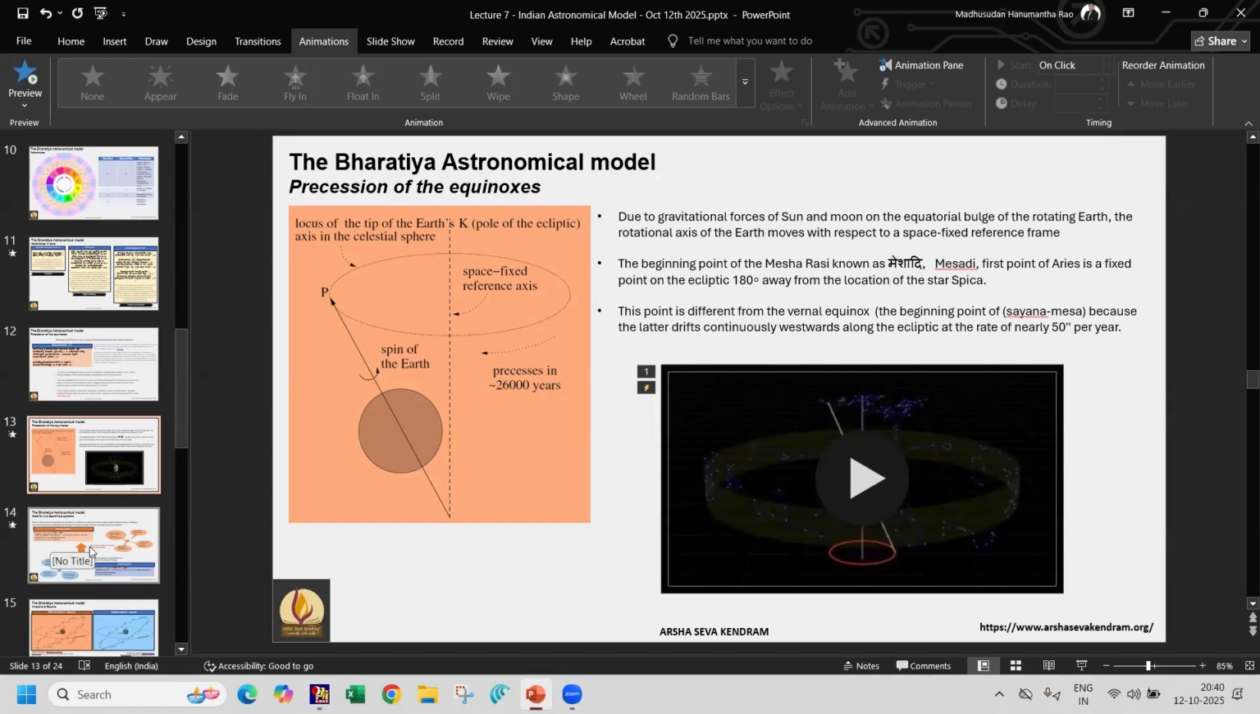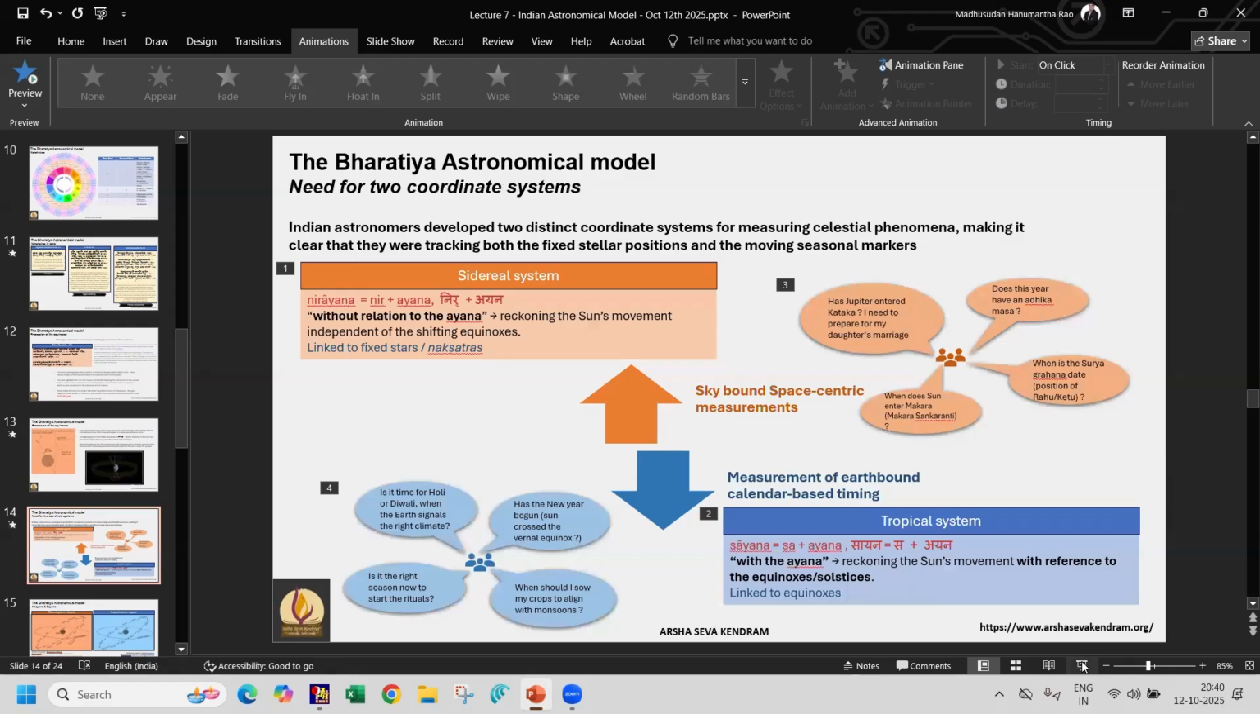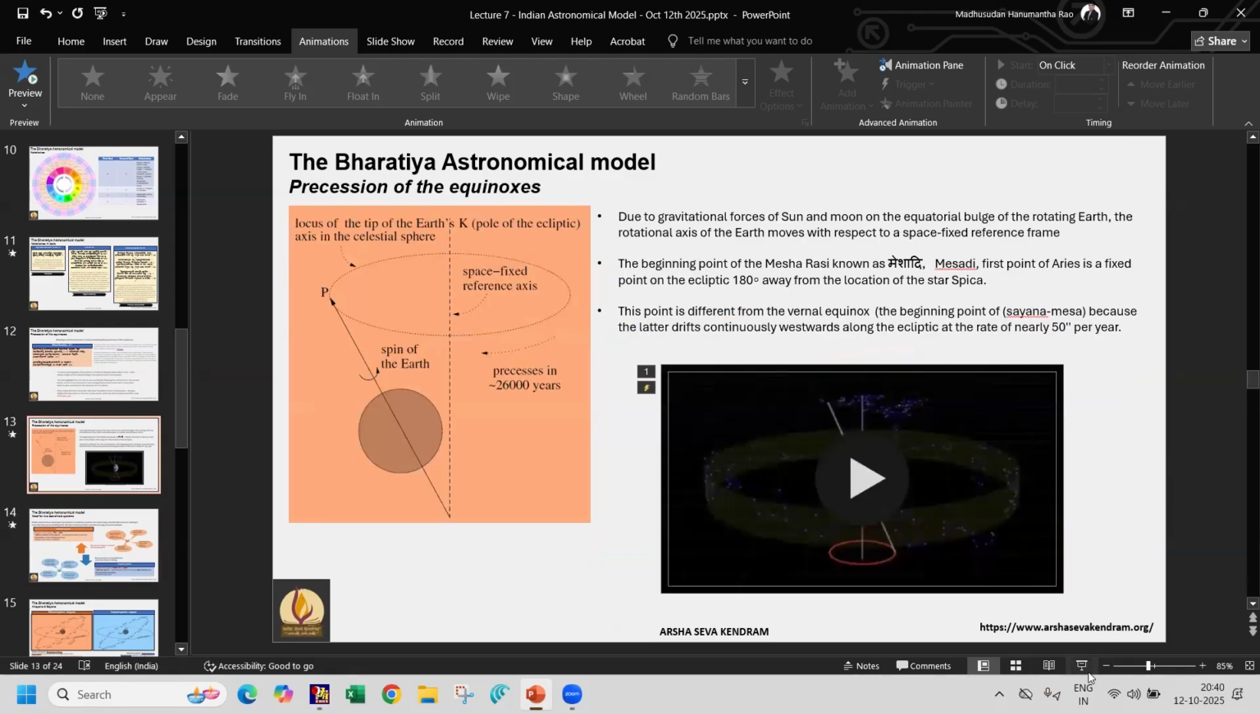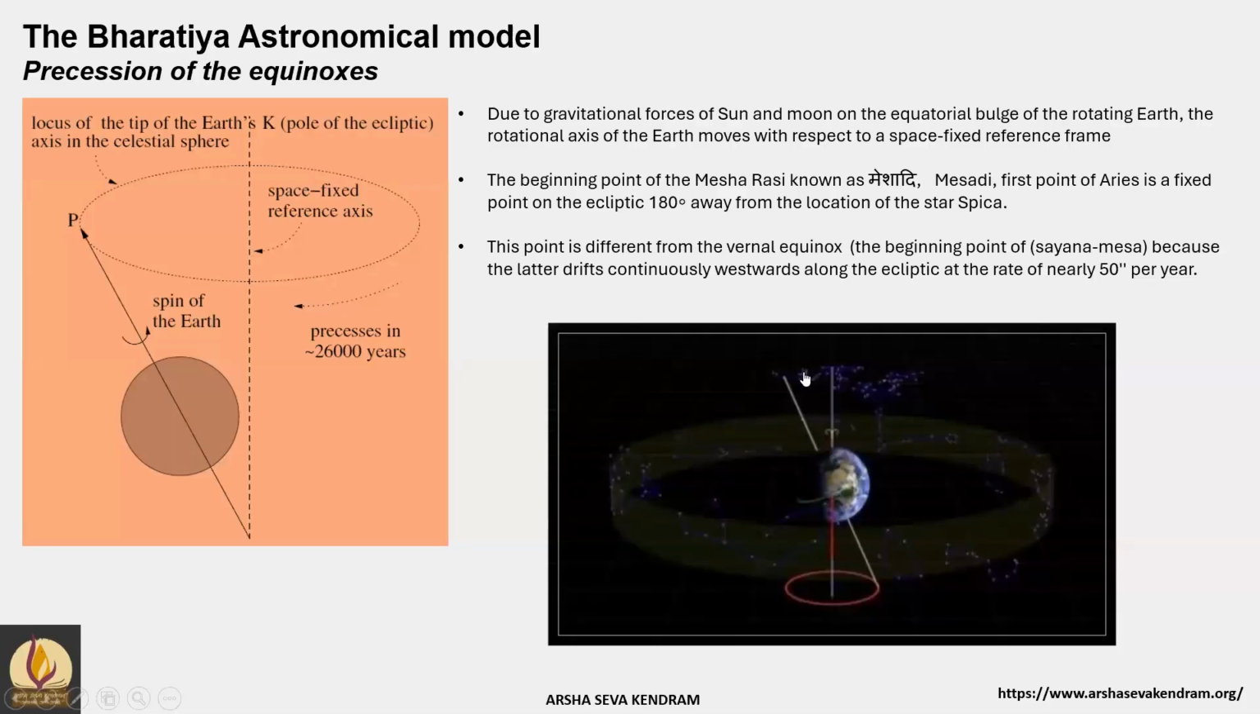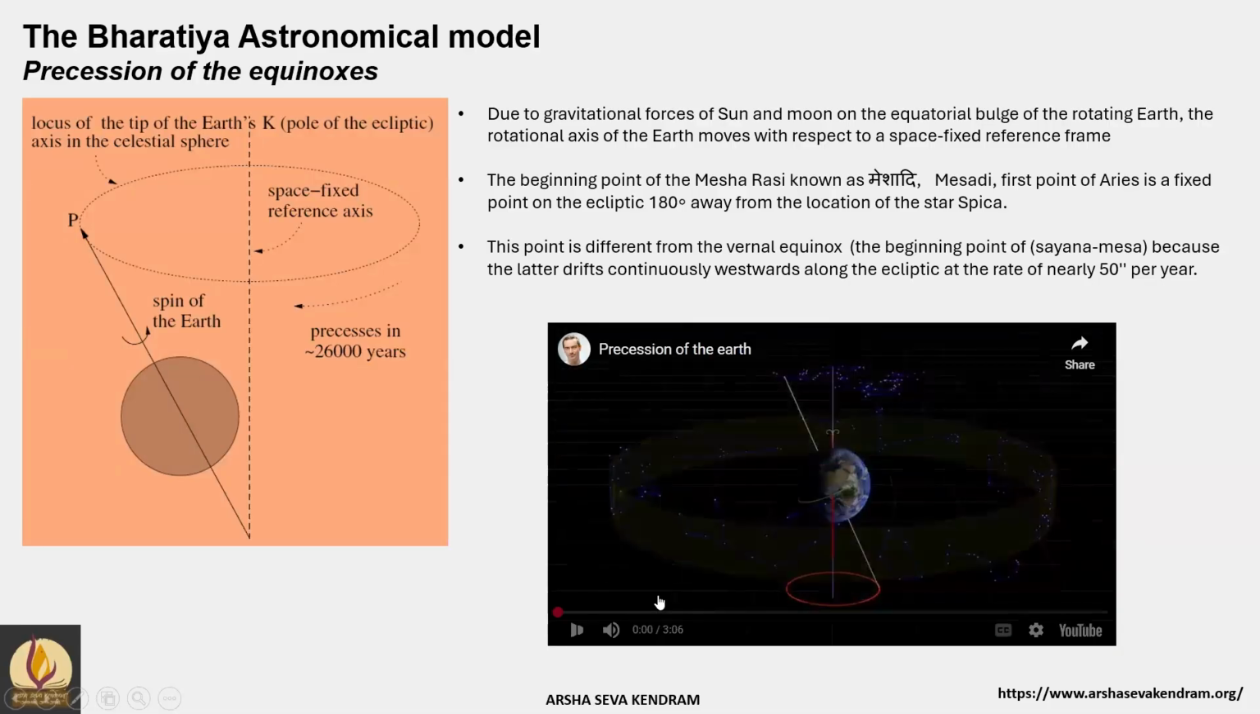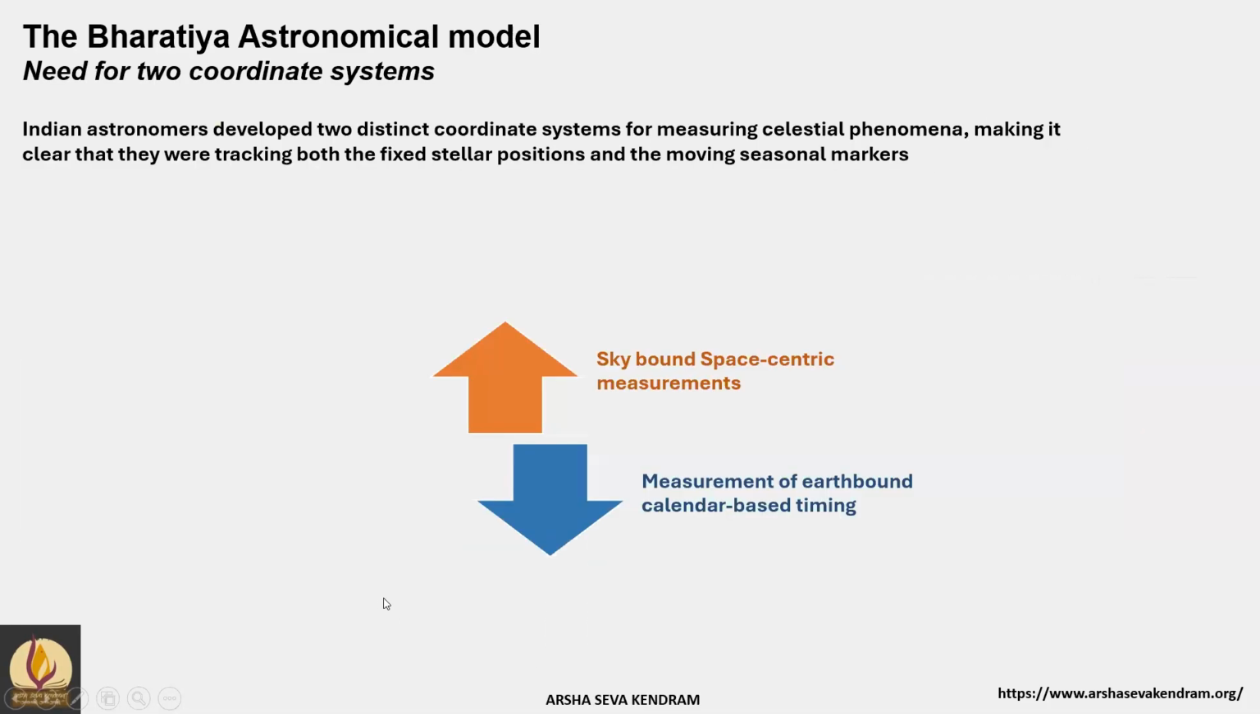It also kind of leads into our next discussion. We have seen this before, I'll not go into it again. So the Bharatiya Astronomical Model had a need for two coordinate systems for different purposes. Indian astronomers developed two distinct coordinate systems for measuring, one for measuring celestial phenomena, which is the skybound space-centric measurements.